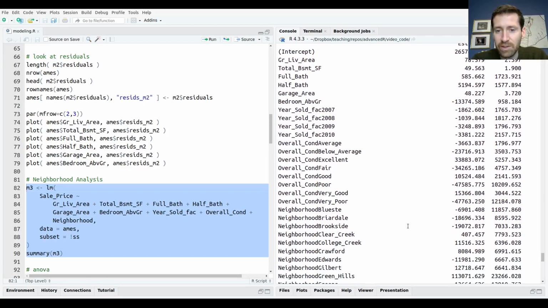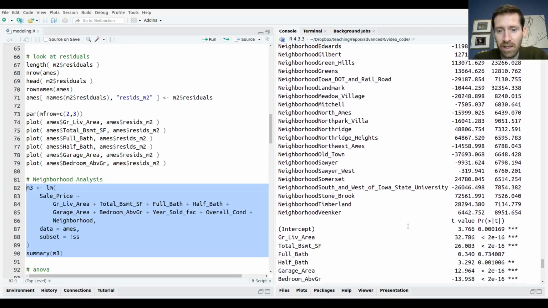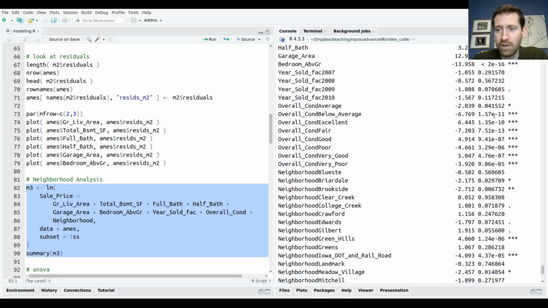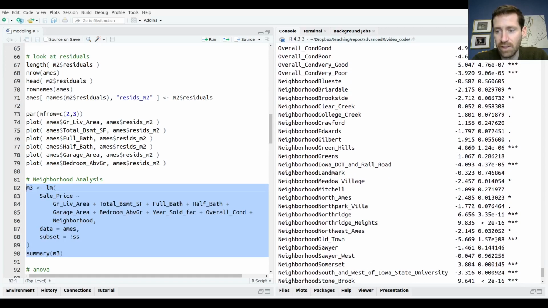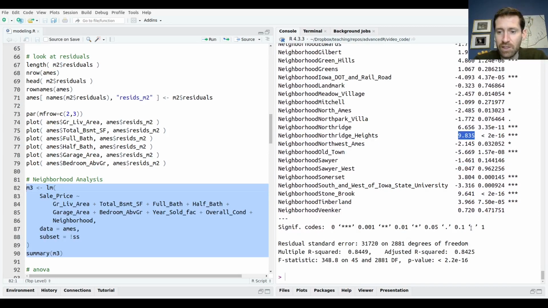Okay, so that's a model with neighborhood. It kind of makes a mess of everything, but it's a perfectly valid model. What I want to draw your attention to is that, for one, many of these p-values are significant. The way you interpret that is that this neighborhood, Somerset, has a positive t statistic, so it's significantly more expensive than whatever the baseline neighborhood is. If we pick a big one, Northridge Heights is significantly more expensive than the baseline neighborhood. So there is information in the neighborhood.